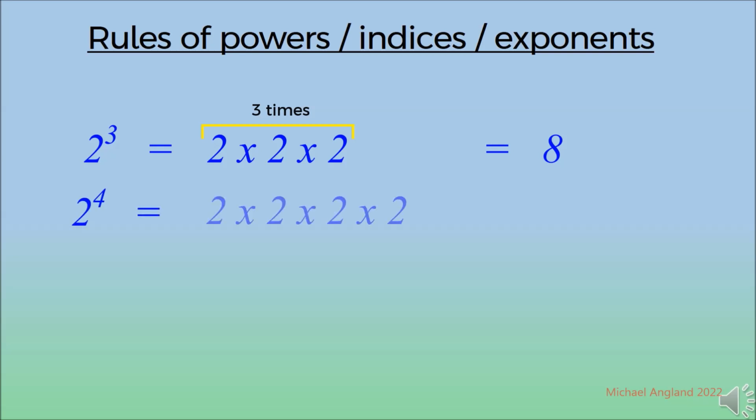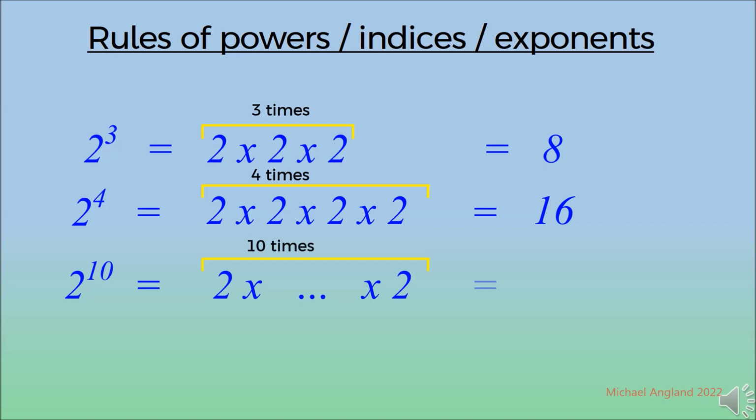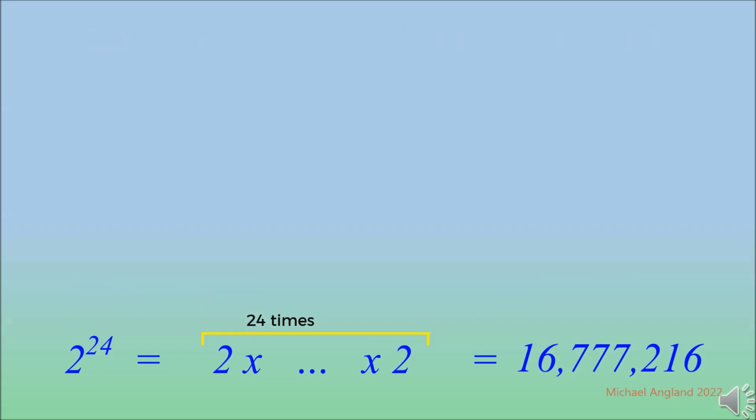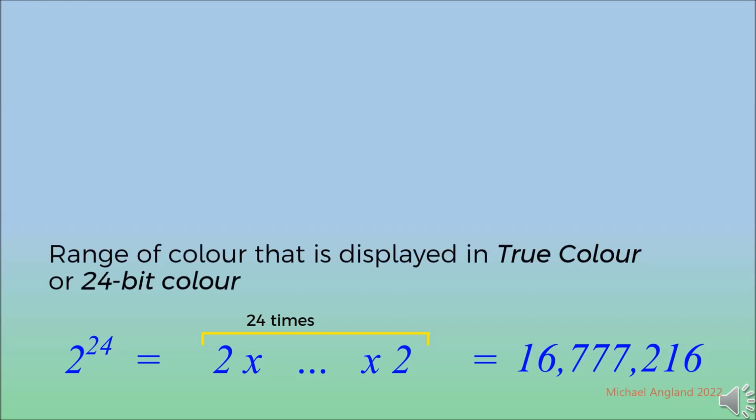2 to the 4 is 2 times 2 times 2 times 2. 4 lots of 2 multiplying themselves, which is 16. 2 to the 10, 10 lots of 2, which gives us 1024. And 2 to the 24 is 24 2's multiplying themselves, which gives 16,777,216. 2 to the power of 24, which is that number there, 16,777,216, is the range of color that's displayed in true color, or 24-bit color, and is also apparently the number of colors that the human eye can distinguish between.